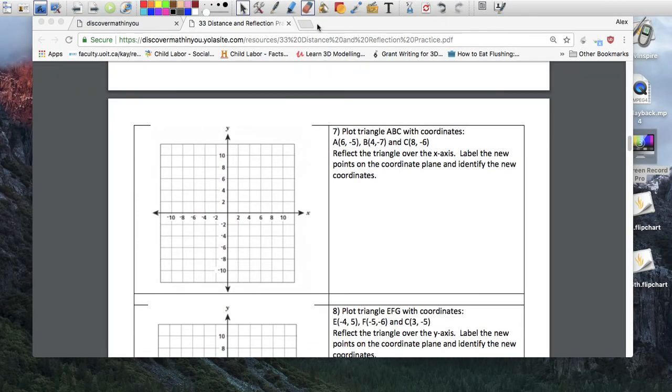Plot the triangle ABC, and we want to reflect this. So 6 and negative 5. Negative 5 is going to be down here. It's going to be point A. Point B is 4, negative 7, which is over here. Point C is 8 and negative 6. Negative 6 is going to be right here. And here's our little triangle. And we're going to reflect this over the x-axis.